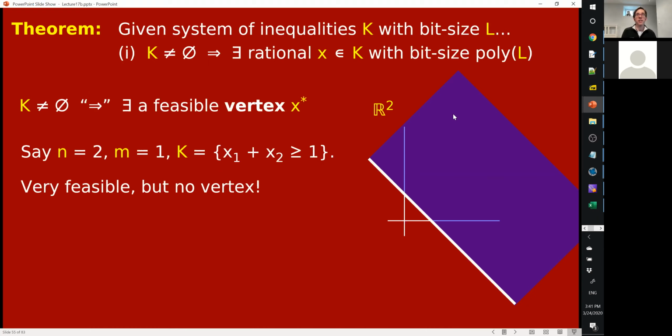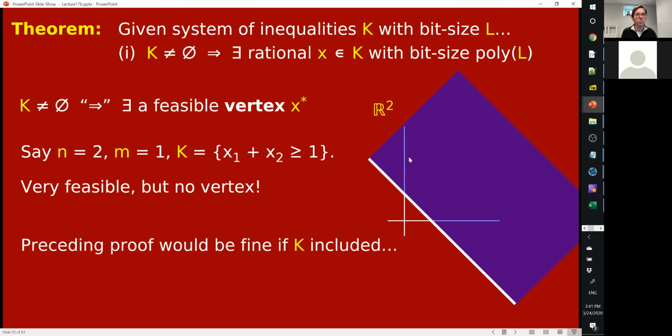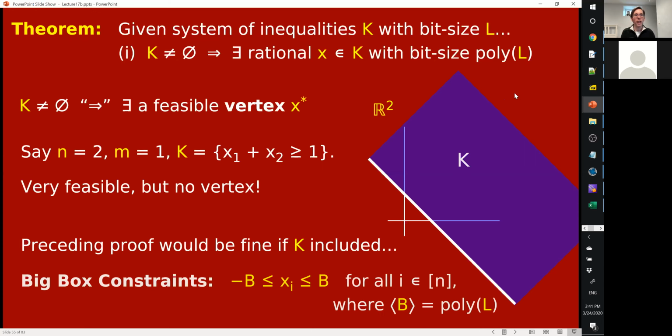If K has at least one vertex, then you can conclude that this vertex can be written down with polynomially many bits, and that there's a polynomial size solution. You could have these terrible LPs with no vertices, but the only way this can happen is if they're unbounded, which is a perfectly normal thing that can happen, but we want to get around this. So the preceding proof would be fine about vertices and so forth if K always included what I call big box constraints. This is not a real term, just a term I made up for this lecture.